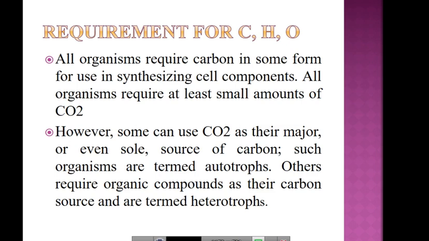All organisms require at least a small amount of carbon dioxide. It is a major carbon source. The organisms which require carbon dioxide as a source of carbon are called autotrophs, and other microorganisms require organic carbon. They are called heterotrophs.